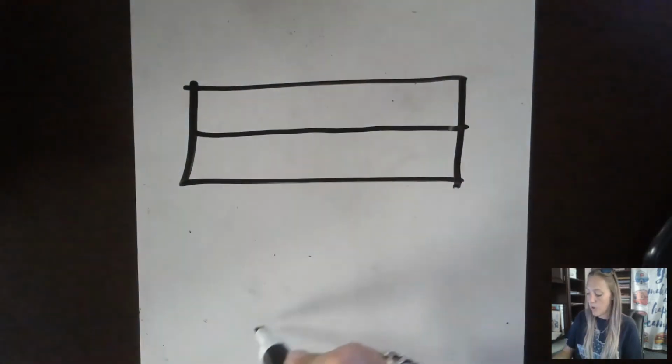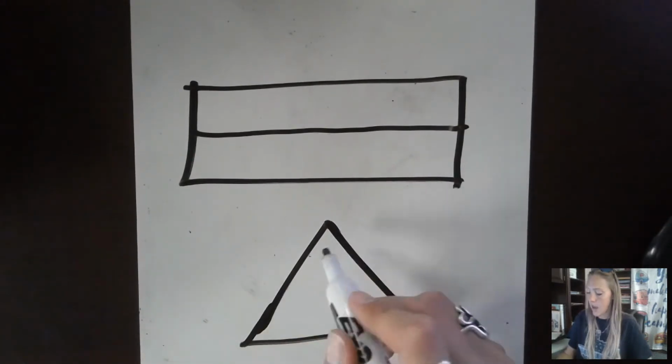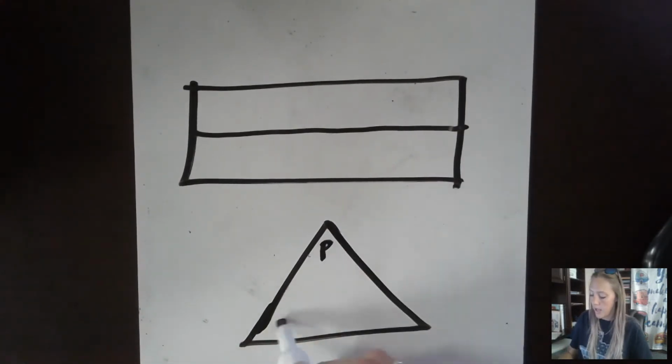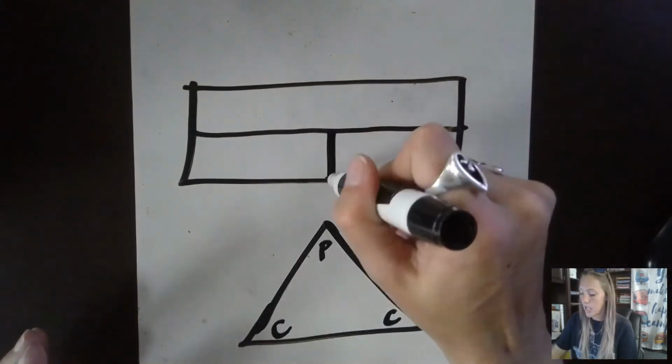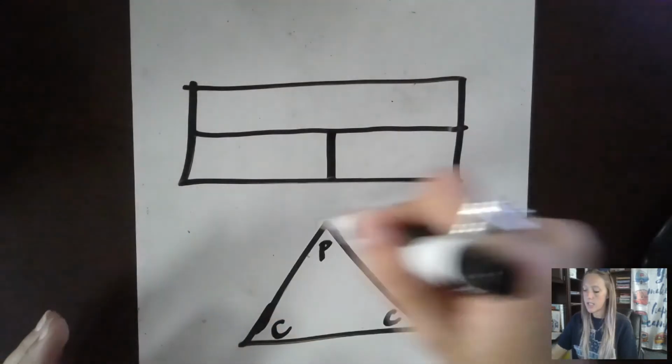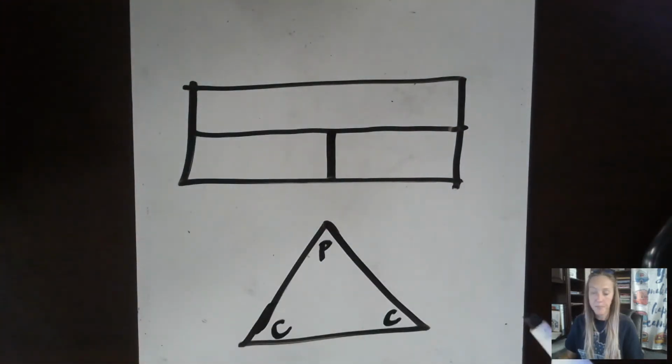So you know the house roof that we've been working on, and it's got a parent number up here and two children numbers down here. P for parent, C for children. This is going to be similar to what you're going to see on a part whole. This diagram right here is a part whole.